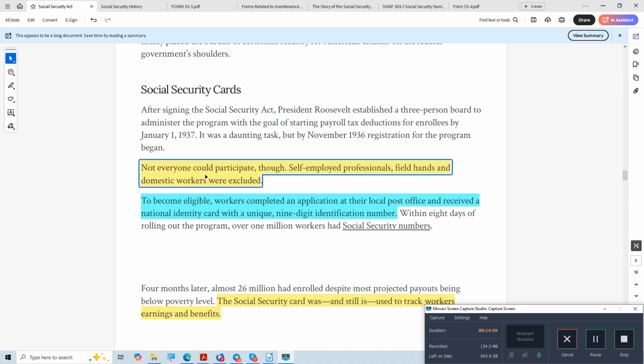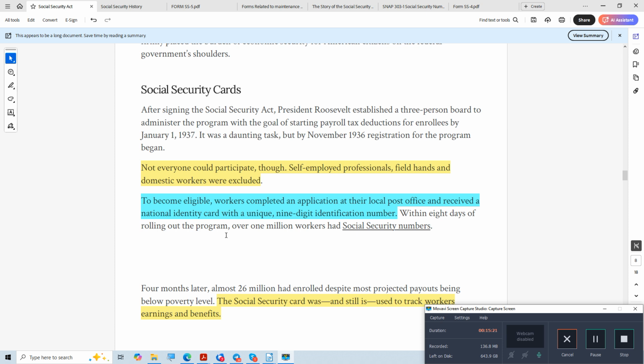Not everyone could participate, though. Self-employed professionals, field hands, and domestic workers were excluded. To become eligible, workers completed an application at their local post office and received a national identity card with a unique 9-digit identification number.